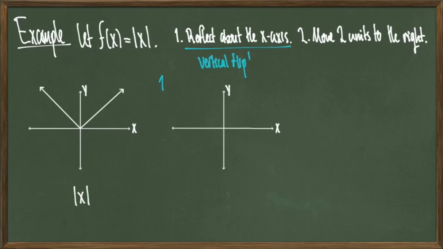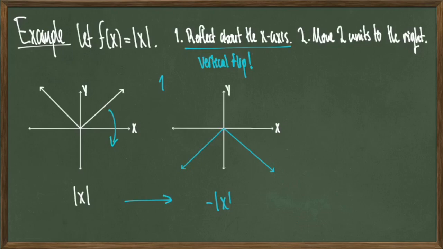So to perform our first step of a reflection about the x-axis, it looks like a vertical flip, which is demonstrated by the graph in the middle. In describing the actual function that we get after this transformation, we end up with negative absolute value of x, because with a reflection about the x-axis, we multiply the entire function by -1.